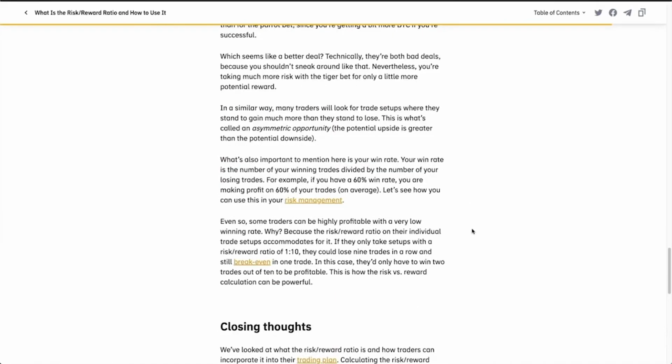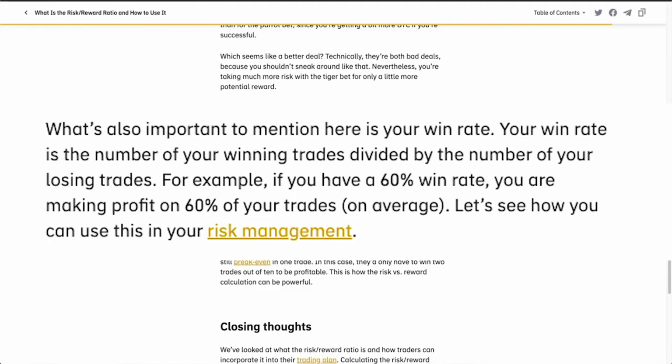Traders will look to trade setups where they stand to gain much more than they stand to lose. This is what's called an asymmetric opportunity, where the potential upside is greater than the potential downside. What's also important to mention here is your win rate. Your win rate is the number of your winning trades divided by the number of your losing trades. For example, if you have a 60% win rate, you are making profit on 60% of your trades, and you can use this in your risk management strategy to help improve the chances for your success.